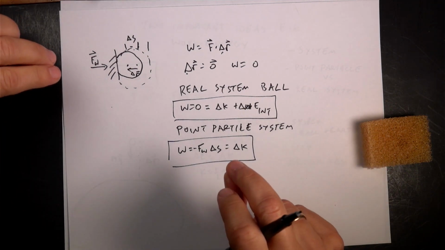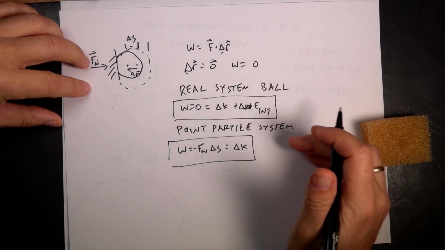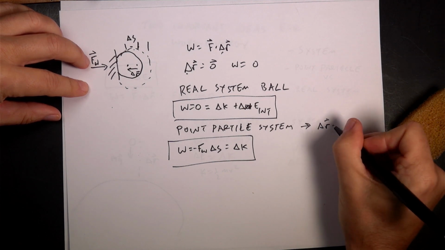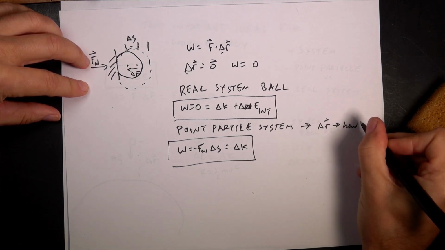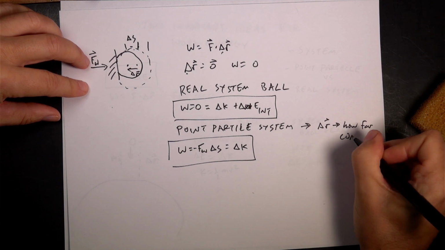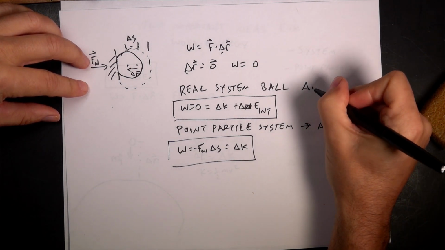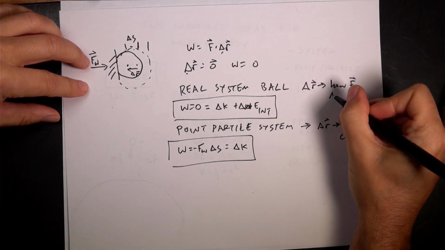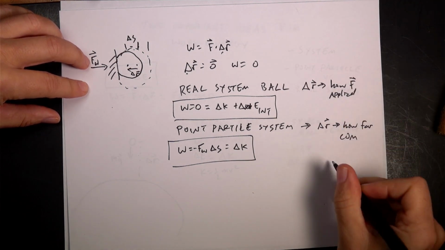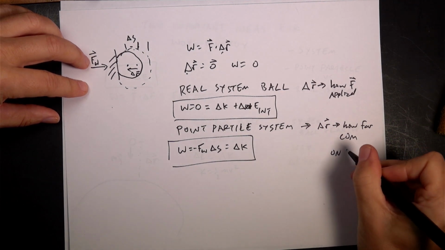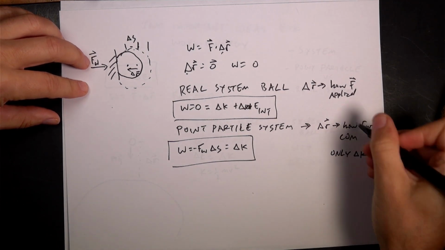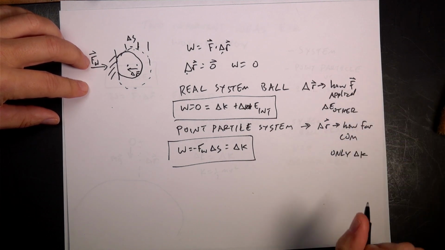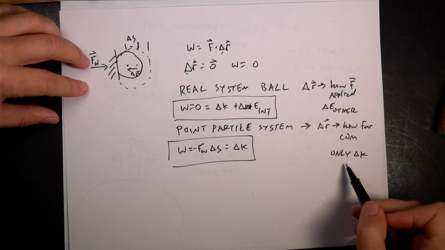But by choosing whether we have a point particle system, and just to be clear, delta R in this case is how far the center of mass moves. In the real system, delta R is how far F is applied. In the point particle system, only delta K. In this, there's other types, delta E other. Okay, so if it's a point particle, it can only have kinetic energy, nothing else.